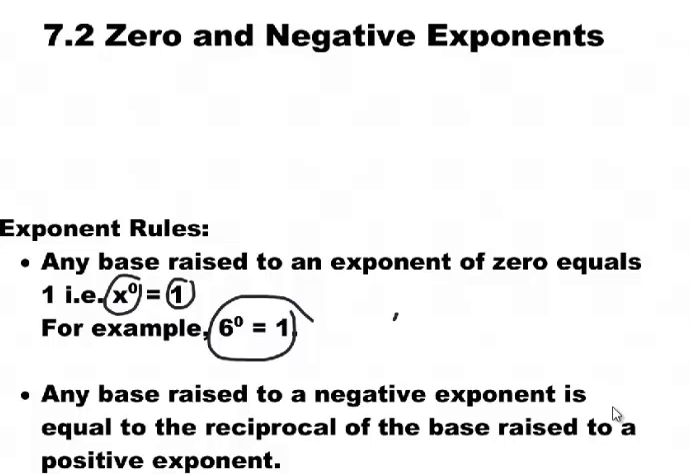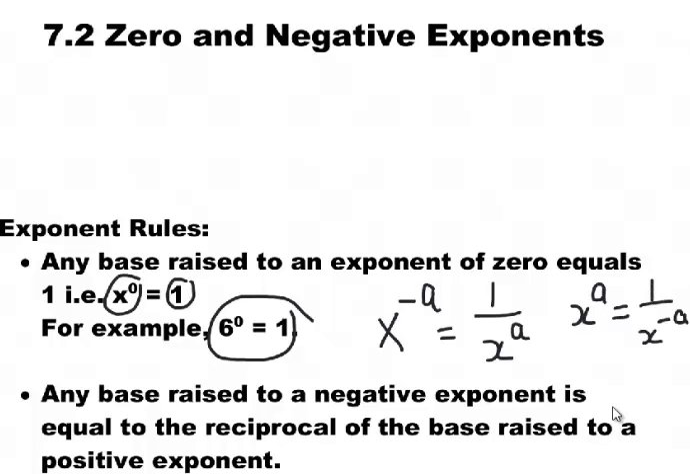The next rule says that any base x raised to a negative exponent is the same as, for instance, x exponent negative a is the same as the reciprocal, meaning 1 over x, but this time to the positive exponent a. And this is true. x exponent a is the same as 1 over x exponent negative a. So this is the very important rule of negative exponents.